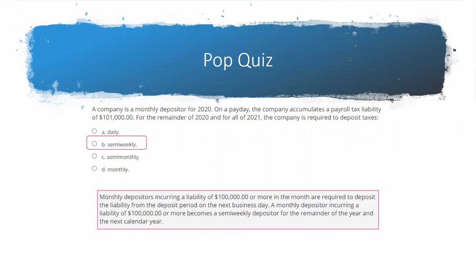Semi-weekly. So that's that magic number. The minute you have a next day tax payment, you are automatically switched to a semi-weekly depositor for the rest of the year and for the next period. So their liability was over $100,000 and thus they're automatically switched to a semi-weekly depositor. So that is a magic number. You want to be very careful of that one.